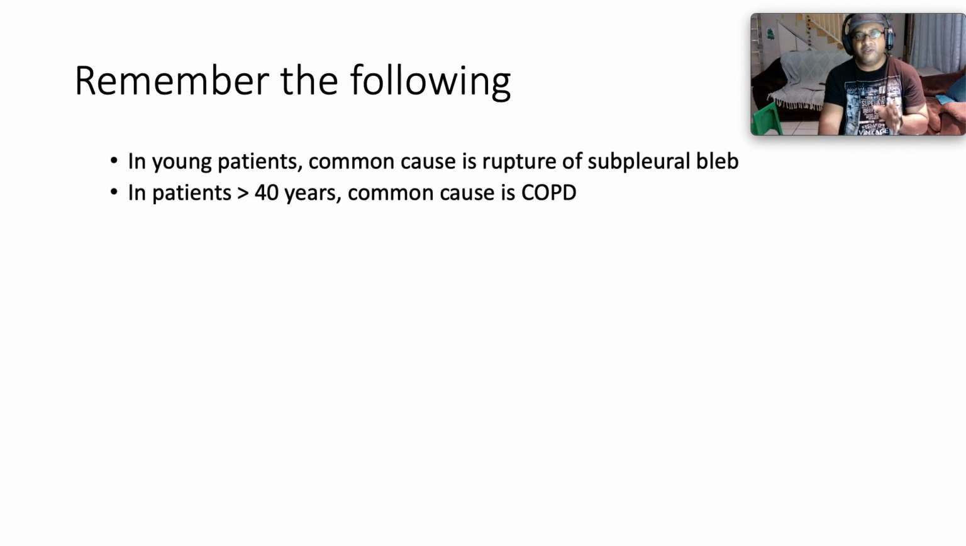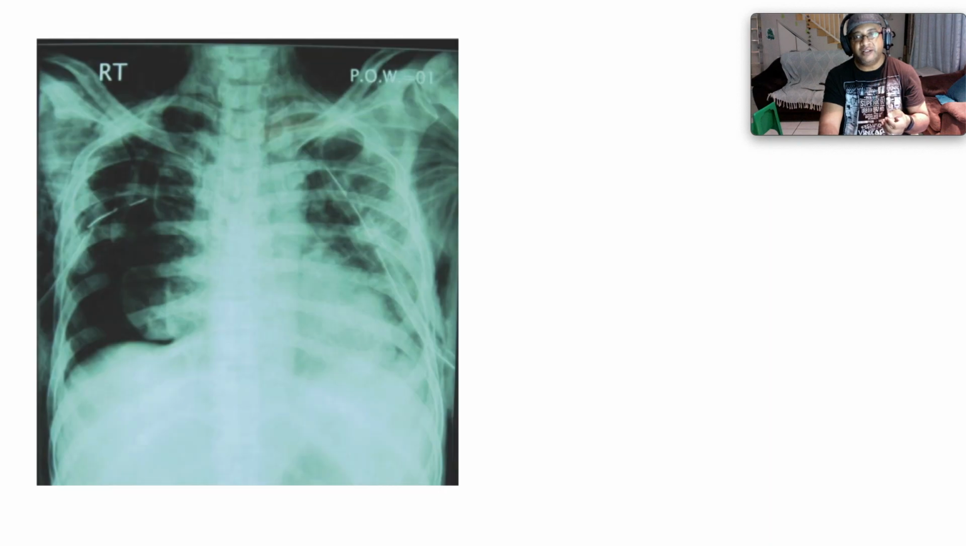Please note the following, everybody: in young patients, a common cause is rupture of a subpleural bleb, especially in a young patient who has no antecedent lung pathology. In patients above 40 years of age, a very common cause is chronic obstructive lung disease.